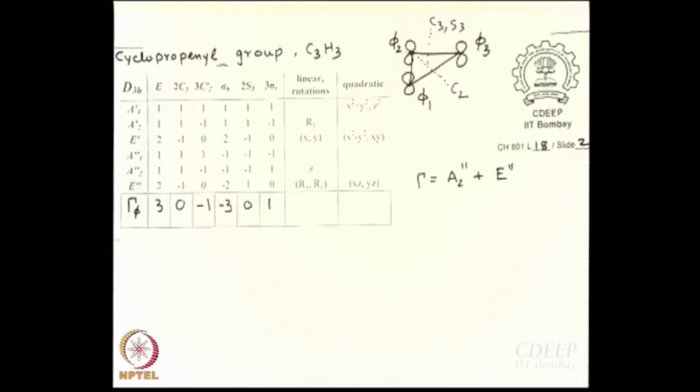The symmetries are A2 double dash and E double dash. So I have to use the projection operator of A2 double dash and E double dash, and I am going to generate the SALCs, right? But before that, I know something that will simplify my life a little bit. What did we learn yesterday? Descent of symmetry. So instead of using this full D3h group, I am going to use a subgroup. Which subgroup should I use? C3. Just C3 is enough.